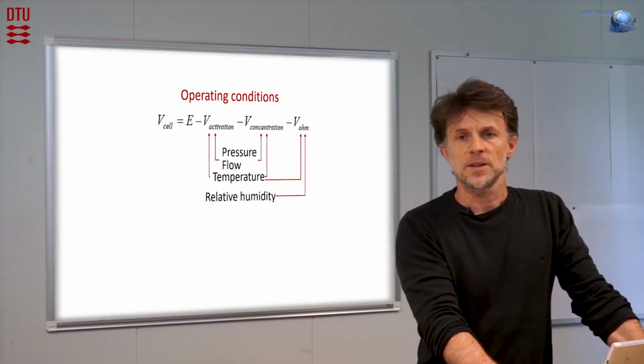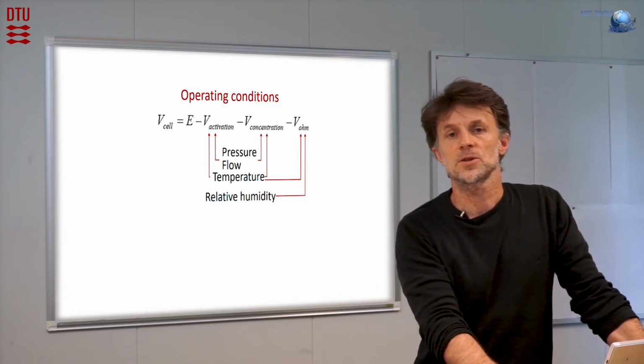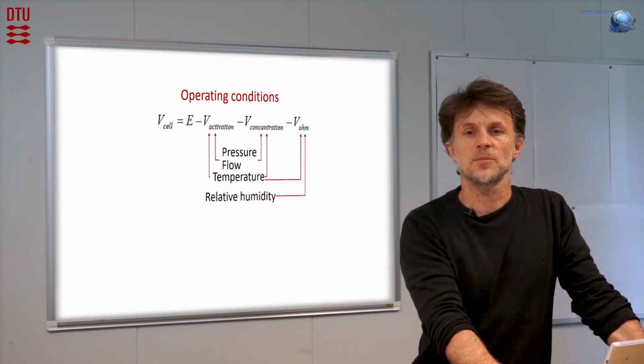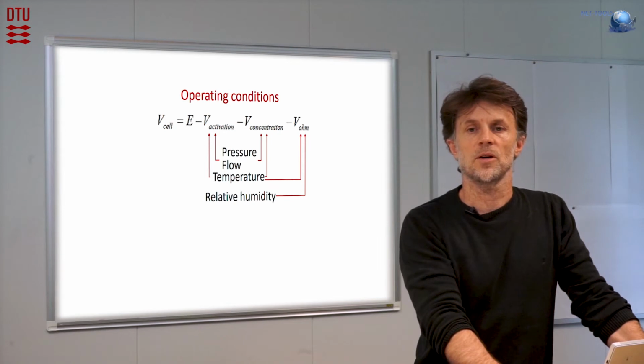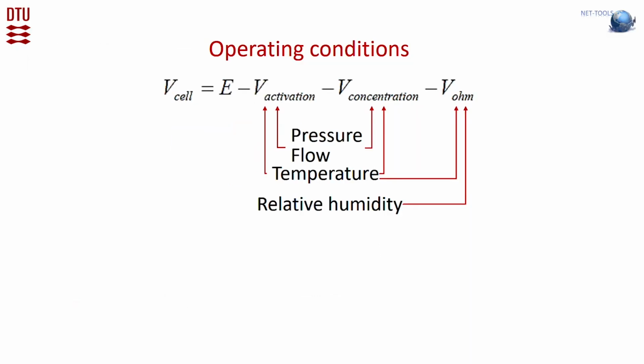So what about the operating conditions? Well, we can actually choose favorable conditions to limit all these losses. And as we've seen, we can play on the pressure and the flow of the gases, we can play on the temperature, and we can play on the relative humidity. So the pressure, the flow, and temperature parameters should decrease the activation, the concentration, and the ohmic losses, while the relative humidity should decrease the ohmic losses only.